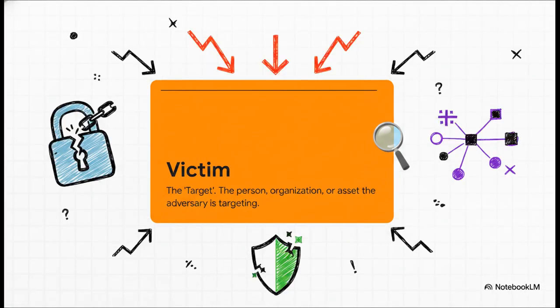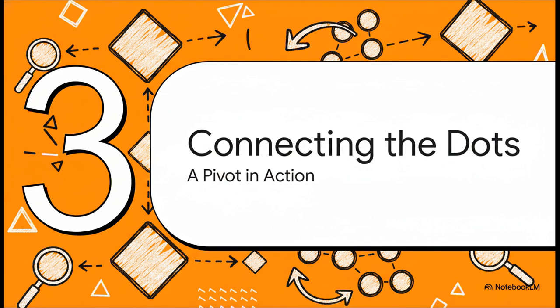And finally, you can't have a crime without a victim. This is the target of the attack. It could be a person, a whole organization, or a specific system. The bottom line is, without all 4 of these pieces, you simply don't have an intrusion event. They're all connected. Okay, but here's where the magic really happens.